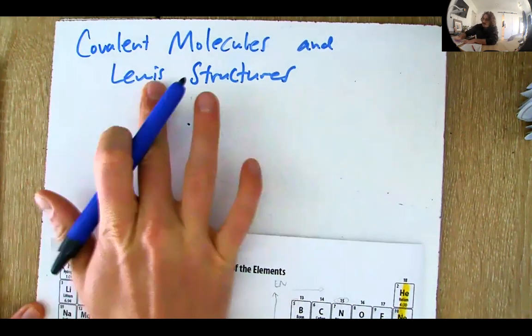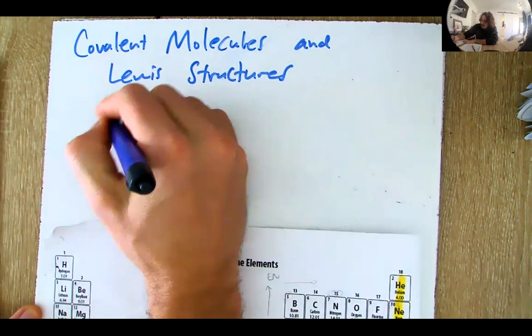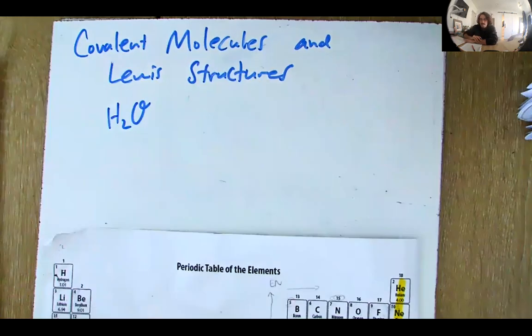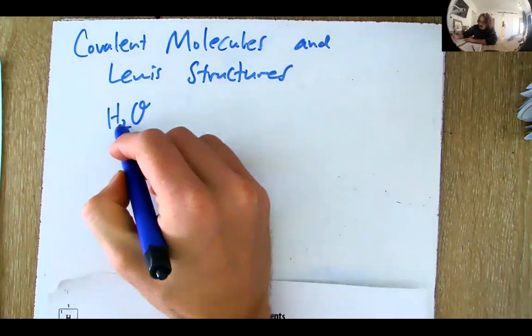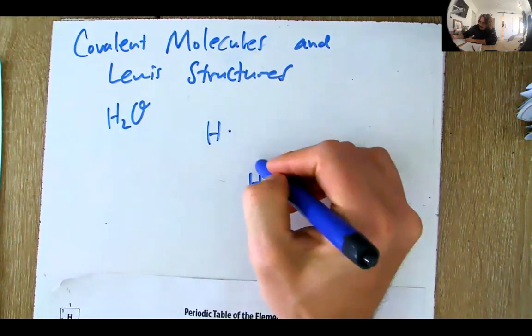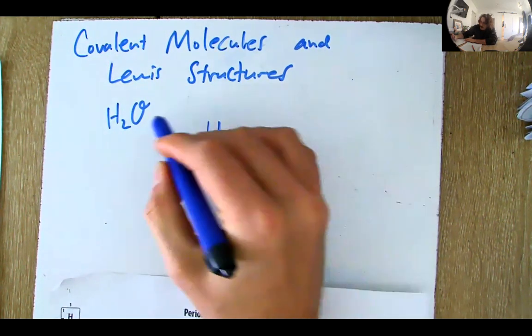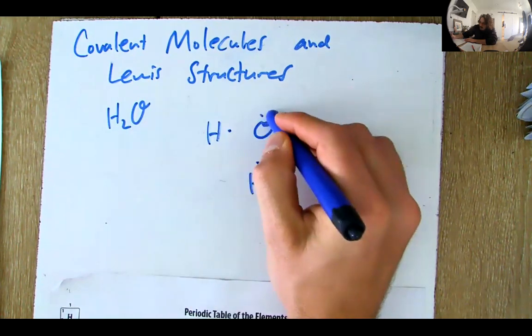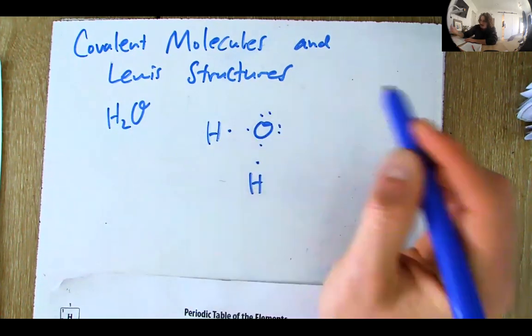Now, what if I ask you to draw the Lewis structure for a molecule like H2O? Well, we know that there's 2 hydrogens. So here's 2 hydrogens, and they have the dot. And we have 1 oxygen right here. And we know that oxygen has 6, like we just said.